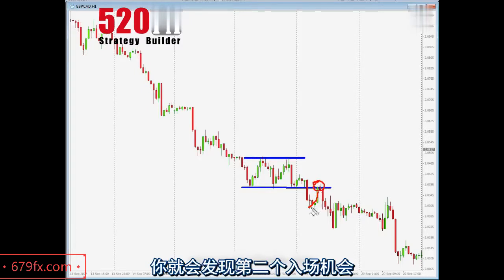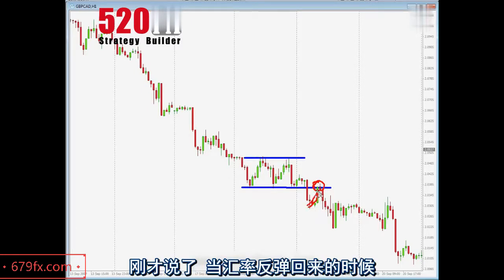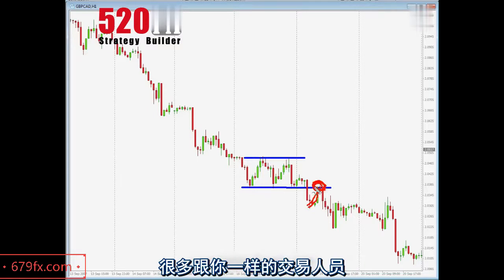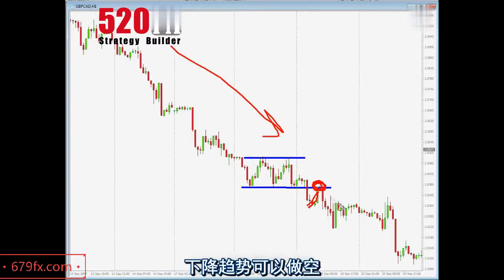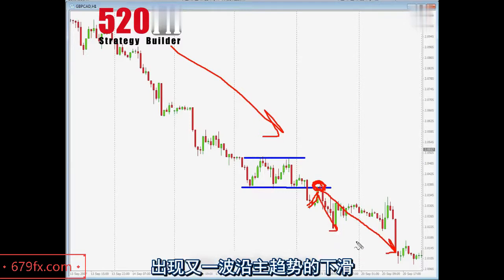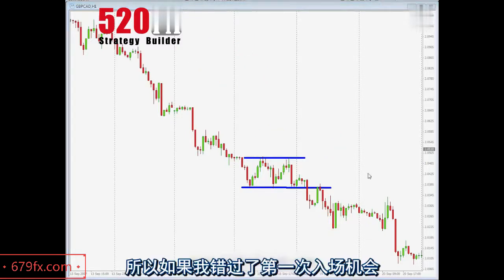Price retraces back. More traders, just like yourself, see a second chance to profit from this downtrend, and they enter short, and therefore push price into a whole new move to the downside, in the direction, as usual, of the main trend.